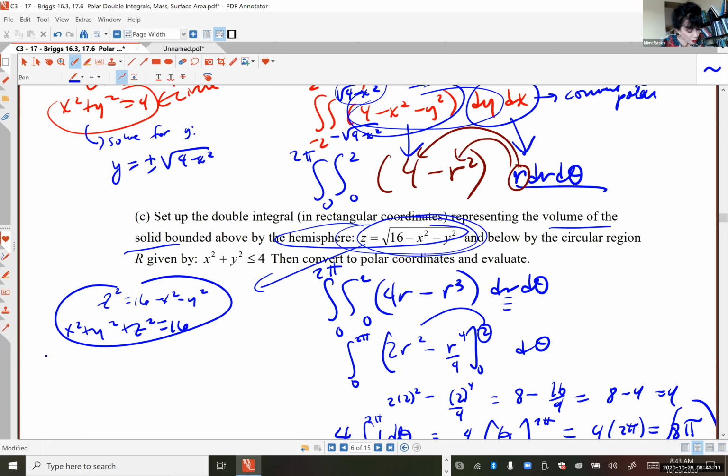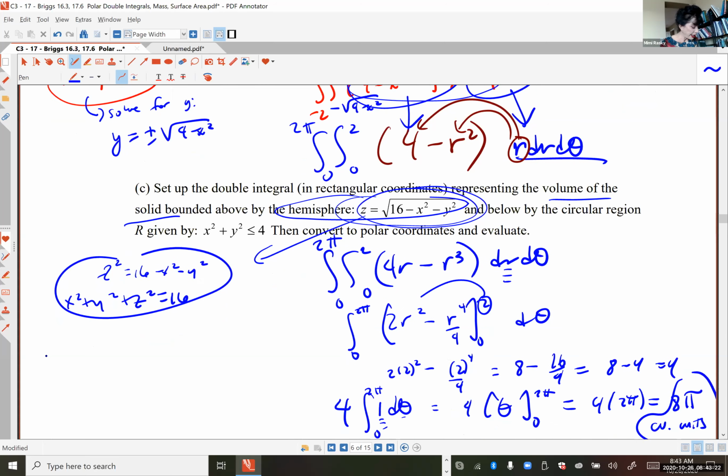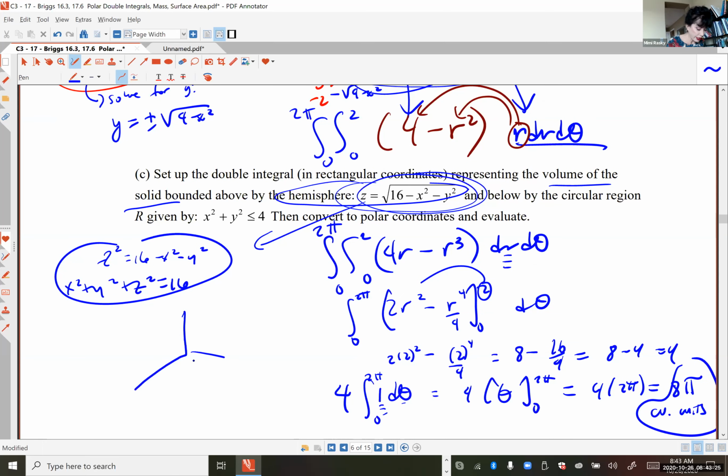Cool. And so when you solve it for z, which you need to do because that's the capping surface, you'll get plus or minus the square root of 16 minus x squared minus y squared. And we're looking at the upper hemisphere. There's your capping surface. But we're not finding the volume of half of a sphere. I mean, we wouldn't even need a double integral for that. We could just use the formula for volume of a sphere and take half of that.